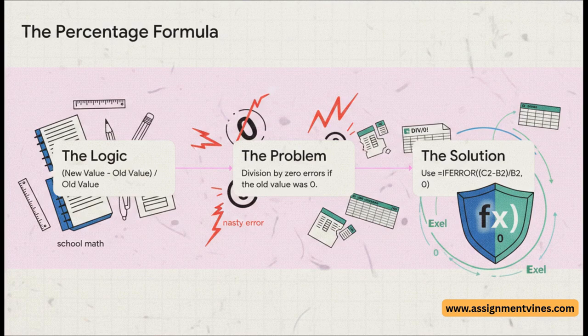But here's a classic problem. What if the old value was 0? Maybe the company didn't even have that thing last year. Well, you'll get a big, ugly error in your spreadsheet. So here's how the pros handle it. We wrap the whole formula in something called IFERROR. It basically tells Excel, look, try doing the math, but if you get an error, don't freak out, just put a 0 there instead. It's a simple trick that makes your work look super clean and professional.